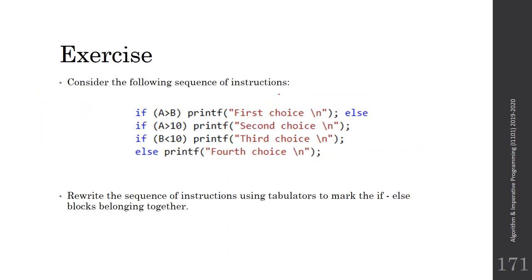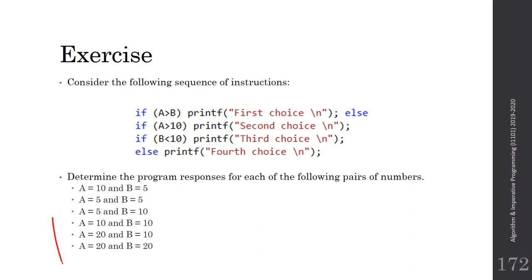So let's consider the following sequence of instructions. We have these multiple instructions, with if else. It's not indented, so it's very difficult to understand what's happening here. They are asking us to rewrite the sequence of instructions using tabs to mark the if else blocks belonging. Like this, if we execute this example in the next slide, it will be very difficult to know what the output will be. So let's work it out together.